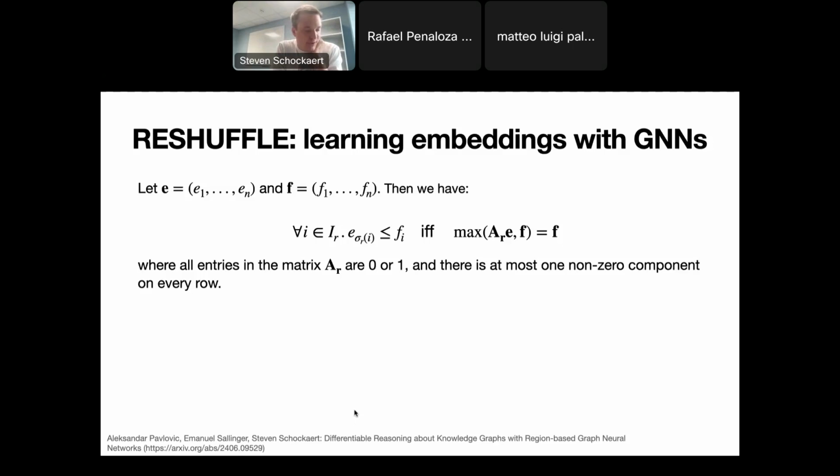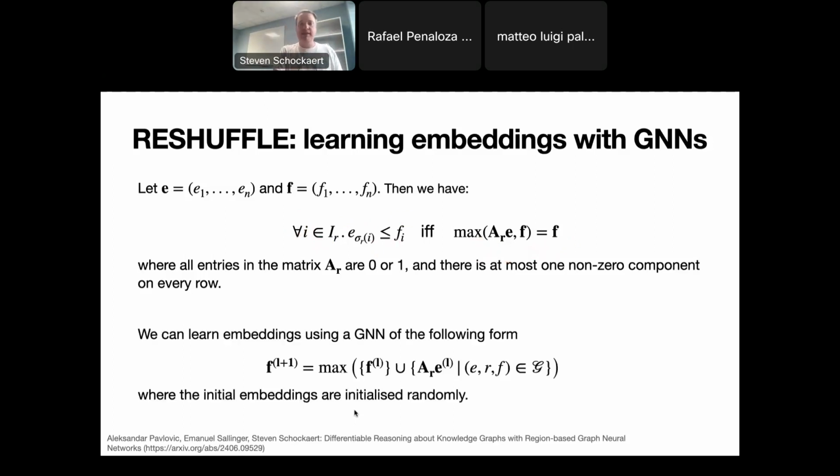And so if you have such a matrix A, then we can reformulate this sort of order constraints by saying that this equality has to be satisfied, right? They're exactly equivalent. Now, why does this matter? Well, because it suggests how we can learn these embeddings using a graph neural network formulation.